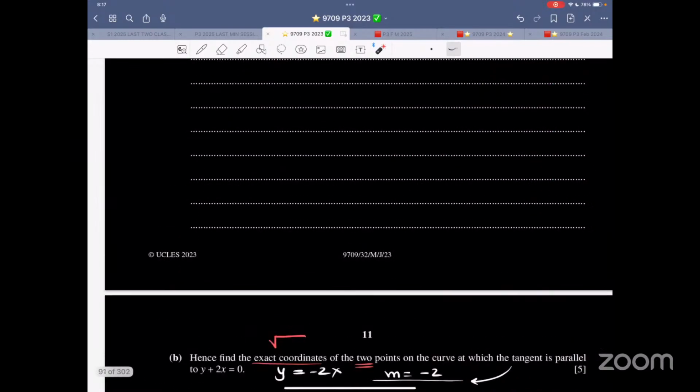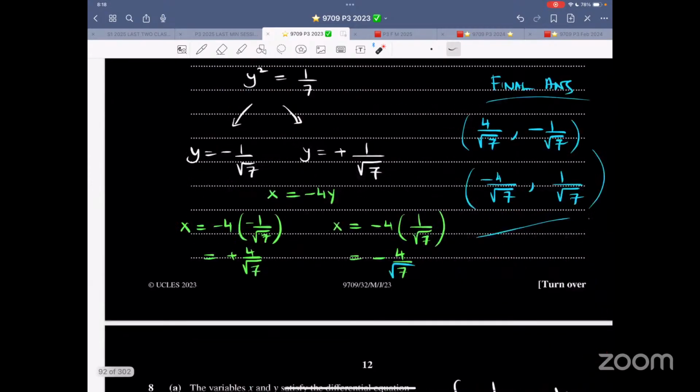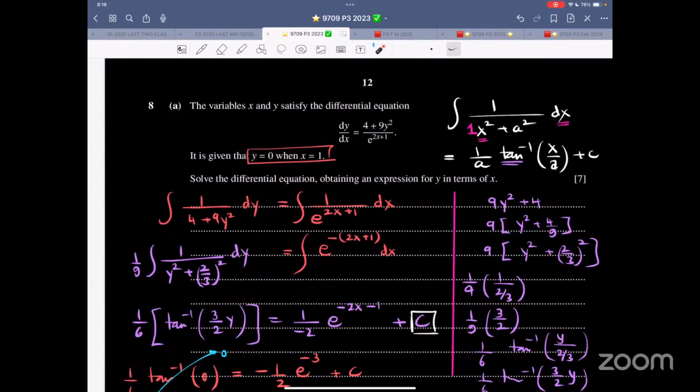And again, read the question. Find the exact coordinates of the 2 points. There are 2 points. You need exact coordinates. You need x and y. Differential equation. Over here, it says the variables x and y satisfy the differential equation.